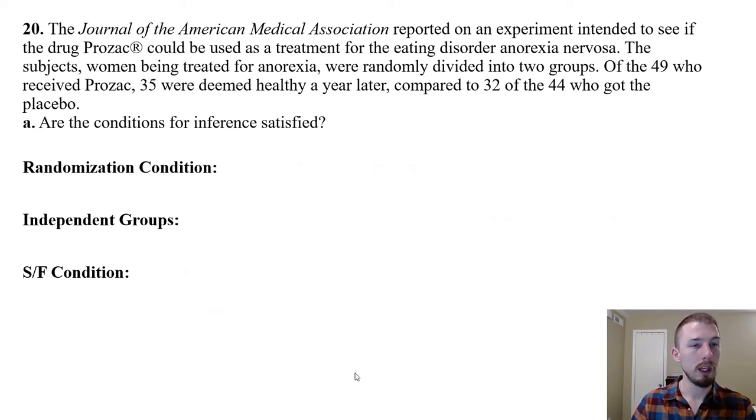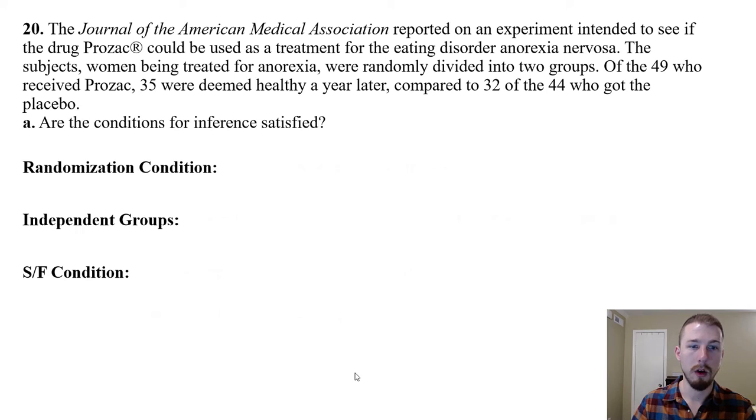Number 20, the Journal of the American Medical Association reported an experiment intended to see if the drug Prozac could be used as a treatment for the eating disorder anorexia nervosa. The subjects, women being treated for anorexia, were randomly divided into two groups. Of the 49 who received the active drug Prozac, 35 were deemed healthy a year later, compared to 32 of the 44 who got the placebo.